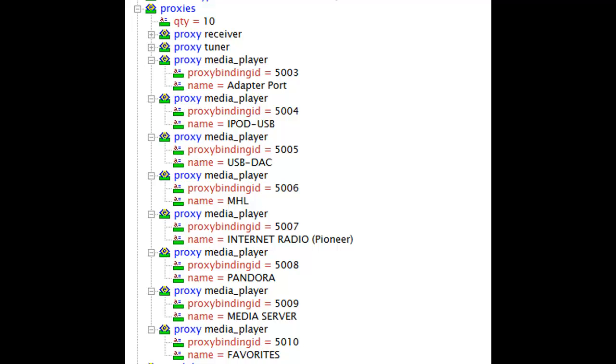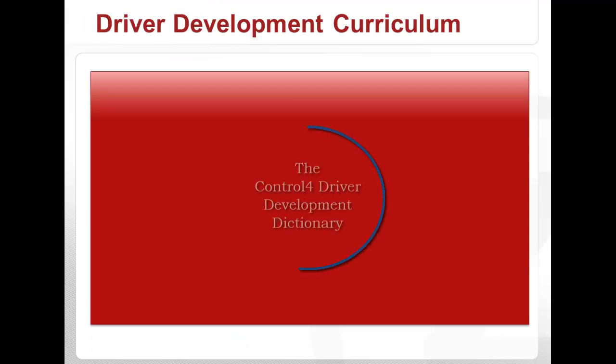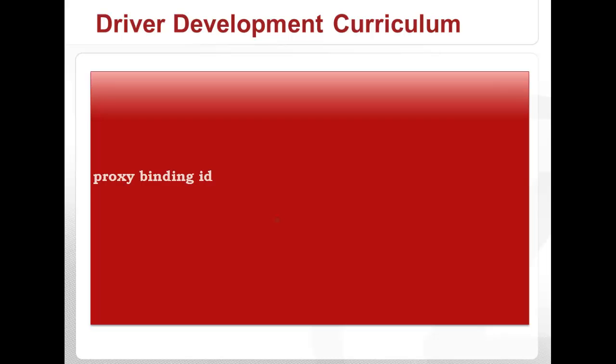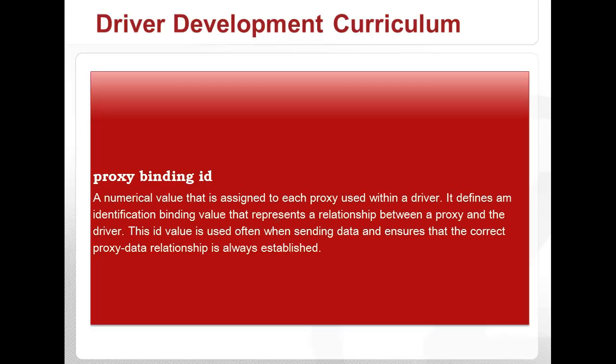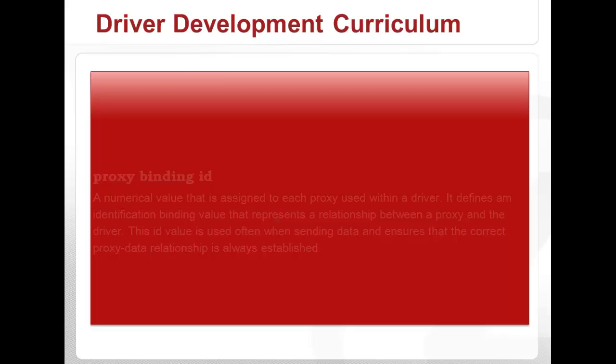If we open up one of the proxy entries in our XML editor, we can see that each is comprised of two components: the proxy binding ID and the proxy name. A proxy binding ID is a numerical value that is assigned to each proxy used within a driver. It defines an identification binding value that represents a relationship between a proxy and the driver. This ID value is used often when sending data and ensures that the correct proxy data relationship is always established.